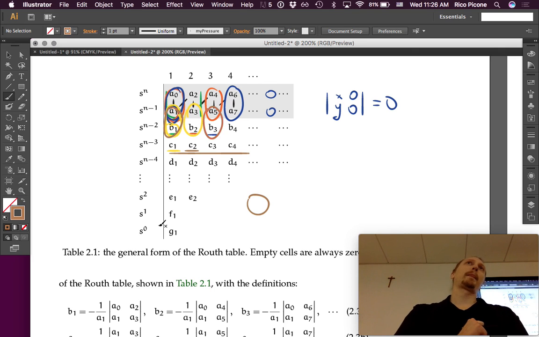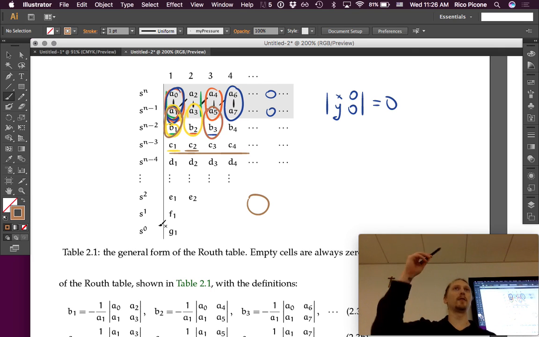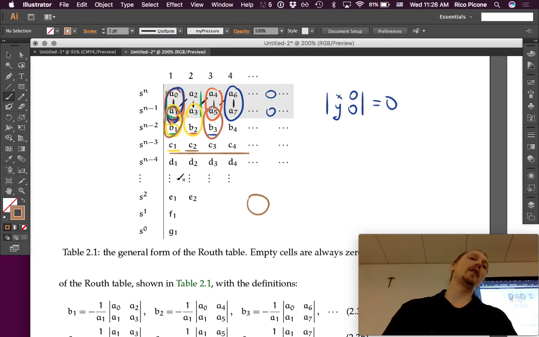It must be on the left side, and therefore, in terms of stability, it's stable. So that means you're stable. So if you build this, you know that if these are all positive, then your system is stable.